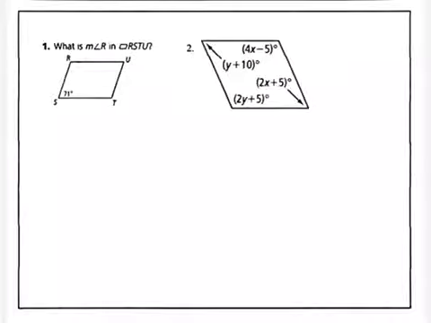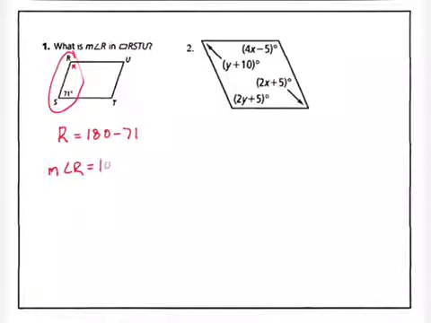In question 1, what is the measure of angle R in parallelogram RSTU? Well, R is here, and so we know that these are consecutive angles. So to find R, we would just take 180 minus angle S, which is 71, and you're going to get the measure of angle R is 109.